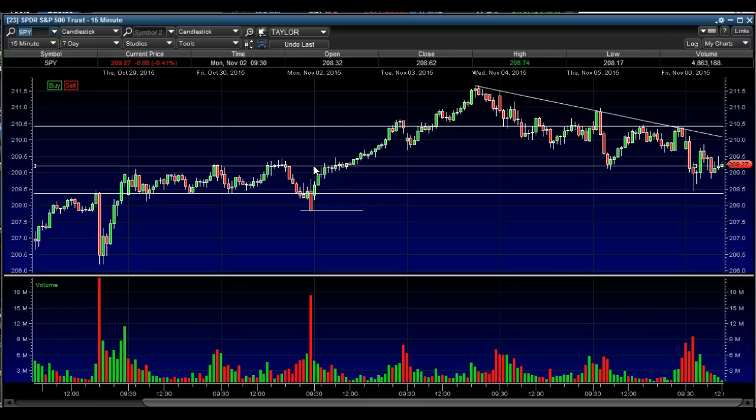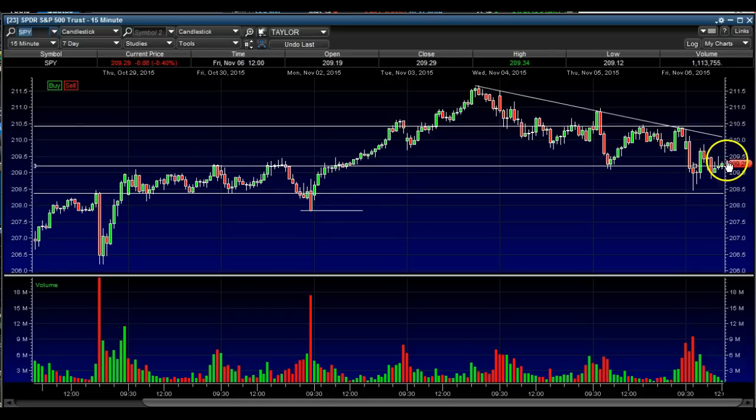So we're going to take a look at the S&P 500 15-minute chart, looking at the past 7 days here. Currently, we are in just a short-term downtrend. We've got this downtrend line starting here, touching here, here, here, here. So it's a really nice downtrend line.